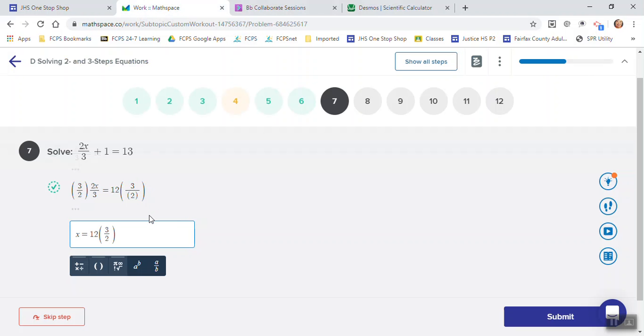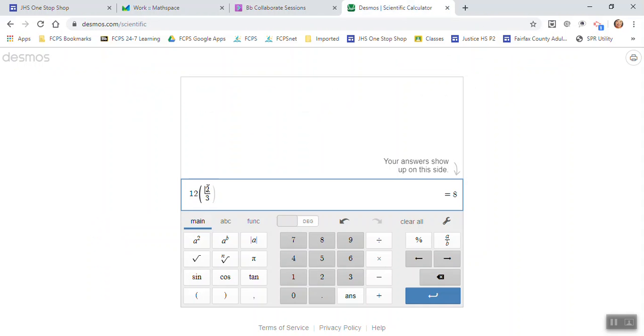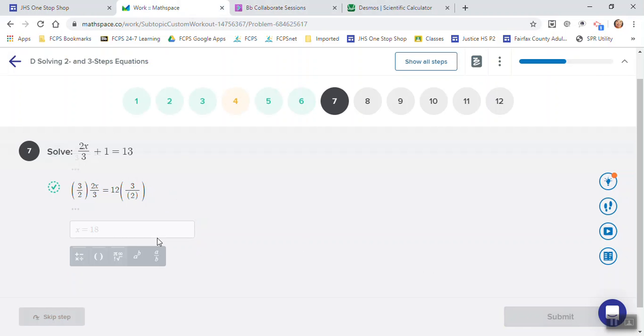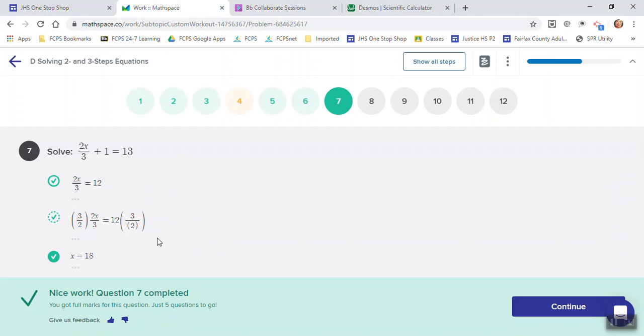Let's go back here. So the answer, oh, 12, 3, 2, not 2, 3. So it had to be 3 here and 2 is the denominator. So the answer is 18. So delete this, and it should be 18 as the answer. Right, so let's go with the next question.